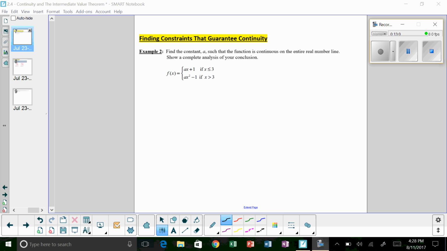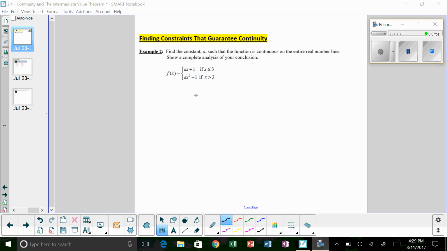One last example in this video. Example 2 is a type of problem that the AP exam likes to test a lot, because this type of question allows them to see whether or not you actually understand the definition of continuity. So, we have a piecewise function. We notice that there's a constant a involved in both pieces of the piecewise function. So we're going to find the constant a such that the function is continuous on the entire real number line. We need to show a complete analysis of our conclusion.